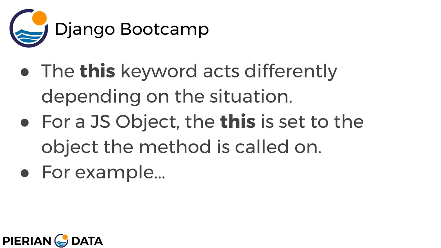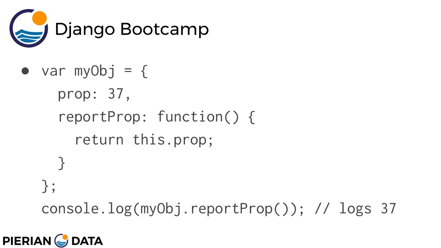Let me show you an example of what I mean by that. Imagine I have this very simple object where it just has one singular property, and that is the number 37. If I wanted a method called reportProp inside of my object, then I call the reportProp function, and it returns this.prop, where this is acting as a reference to the actual object. And then if I were to say console.log(myObject.reportProp()) with the call, it would log 37 into the console screen.